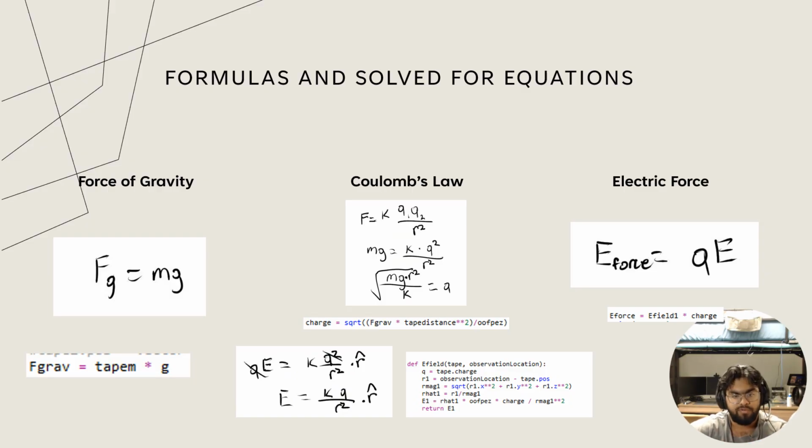Here are the formulas and how we solved for other equations. F_g equals mg, electrical force equals Q times electric field. Basically, setting the mg equal to the equation for electrical force, which you can also see here, we isolated to get Q, which is the charge. Once we were able to do that, you can see here the equation for electric field. You can cancel out the Q's, and you can solve for the electric field as well.